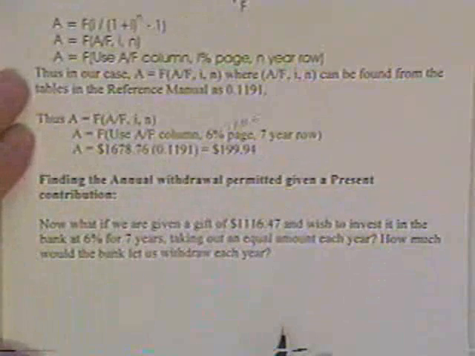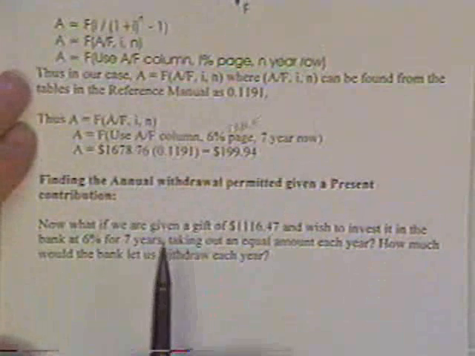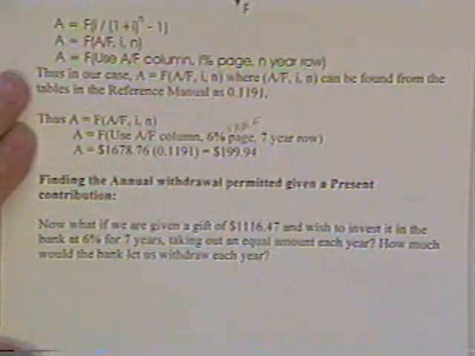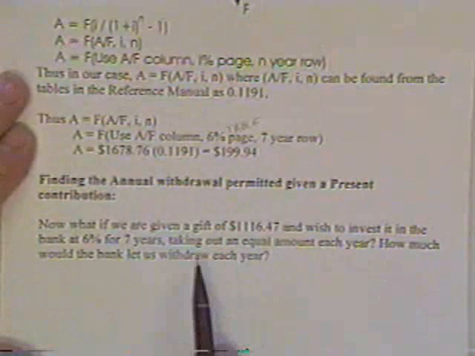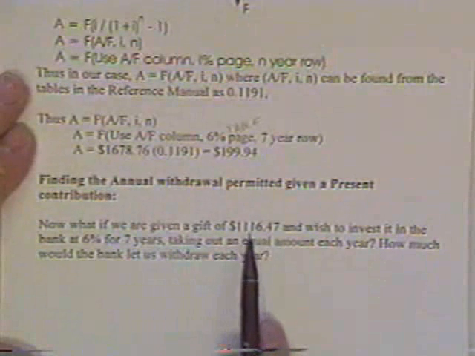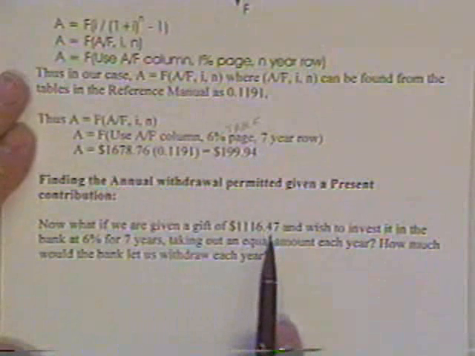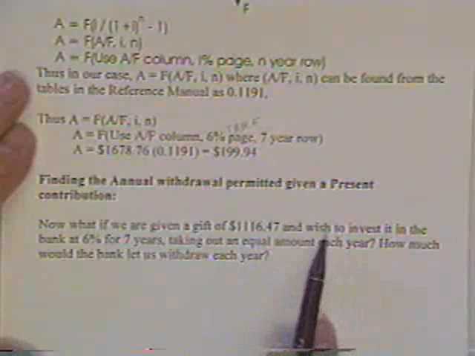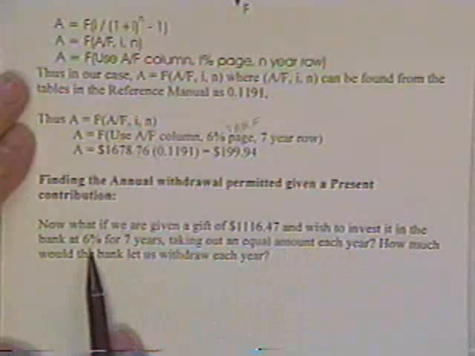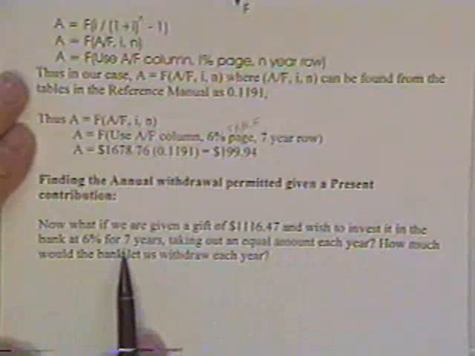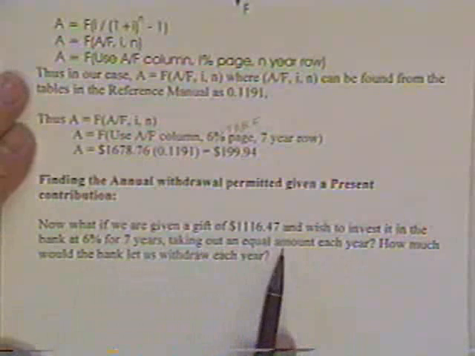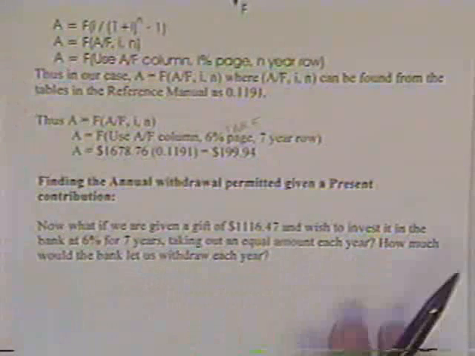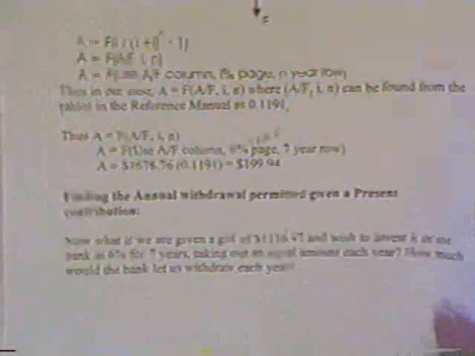Now then, say we're going to find the annual withdrawal permitted given a present contribution. What if we were given a gift of $11,016.47 and you want to go put it in the bank today? You're going to leave it in the bank at 6% for 7 years, and you'd like to take out an equal amount each year. How much would the bank permit you to withdraw?